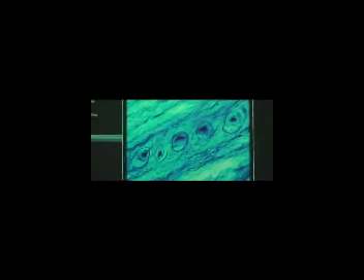Round structure, lacuna. Inside you find the chondrocyte. All of those fibers are what? Collagen, so this is fibrocartilage. What's the function of fibrocartilage? Stretch, flexibility, strength. Give me an example of where you find that. Meniscus of the knee, pubic symphysis, intervertebral discs.